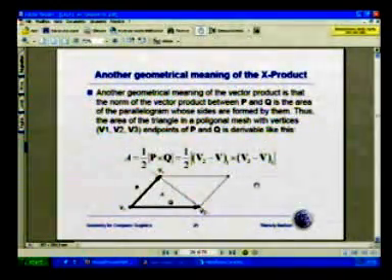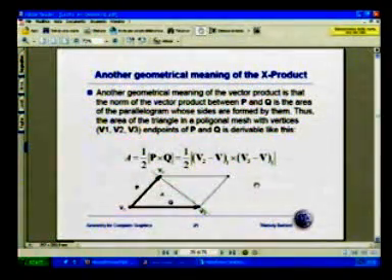So the cross product is very good because it allows us to calculate the normal. You see, this is P, this is Q. It's like these are the two sides of my triangle. And this is the normal to the triangle. So the result of a cross product gives me the normal.